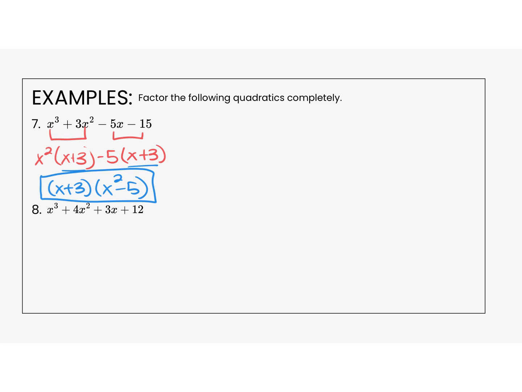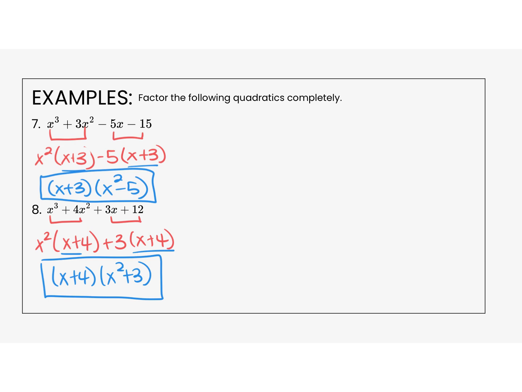All right, so let's look at number 8. Again, we're going to focus on these first two terms. What's the GCF there? Again, it's x squared. That leaves me with x plus 4. Let's look at these two. The GCF would be 3. That leaves me with x plus 4. My parentheses match up, so that's a good sign. So I'm left with x plus 4 times x squared plus 3. Okay, and if possible, I would continue to factor that last term, but x squared minus 5 and x squared plus 3, we cannot factor those further.